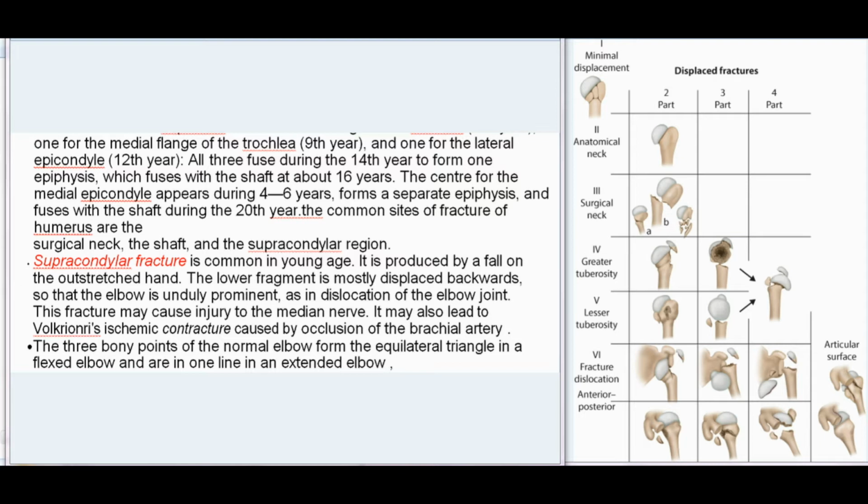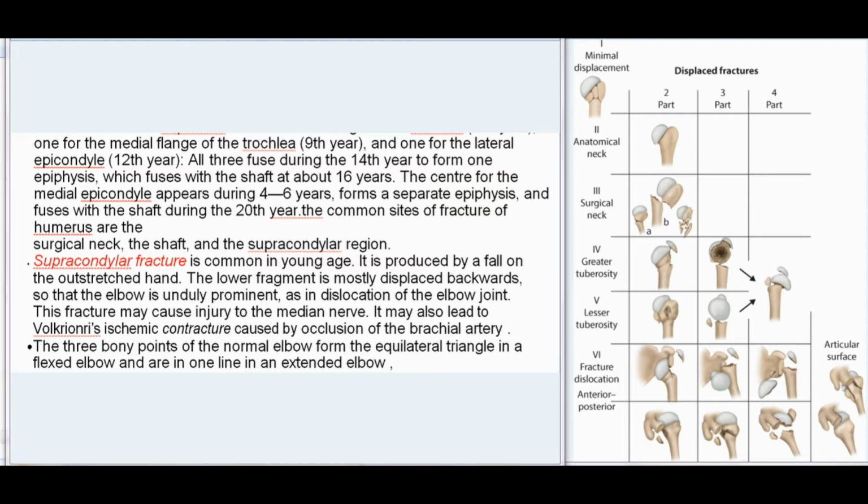The center for the medial epicondyle appears during 4-6 years, forms a separate epiphysis, and fuses with the shaft during the 20th year. The common sites of fracture of humerus are the surgical neck, the shaft, and the supracondylar region. Supracondylar fracture is common in young age. It is produced by a fall on the outstretched hand.